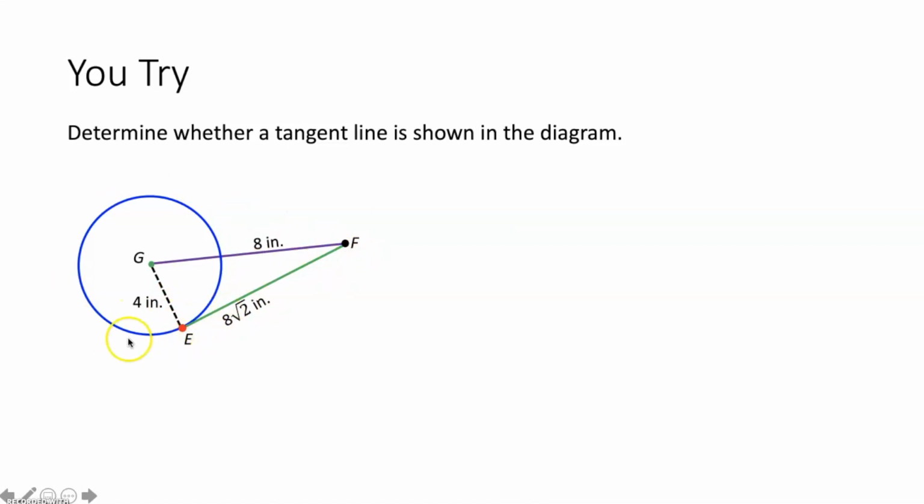Now, we've already talked about a theorem that says if a line in the plane of a circle is perpendicular to a radius of the circle at its endpoint, then the line must be tangent to the circle. So we need to show that segment GE is perpendicular to segment EF. Now, the way we do that is by determining if triangle GEF is a right triangle, meaning this would be a 90-degree angle. And the way we prove a triangle is a right triangle is by using the Pythagorean theorem.